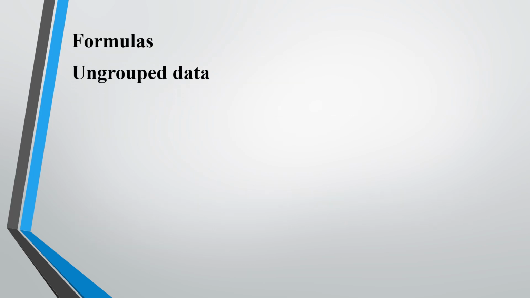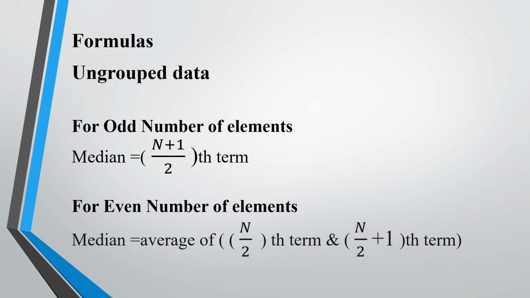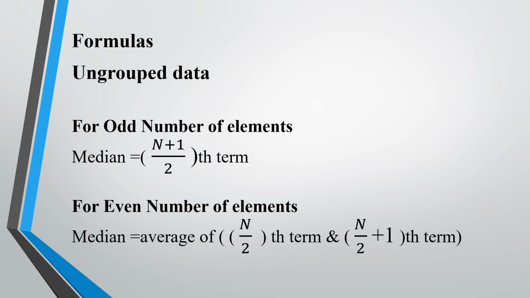Formulas to find median in case of an ungrouped data: for odd number of elements, median is equal to (n plus 1) divided by 2th term. For even number of elements, median is equal to average of n by 2th term and (n by 2 plus 1)th term. So here n indicates the number of elements which has been given in the data.